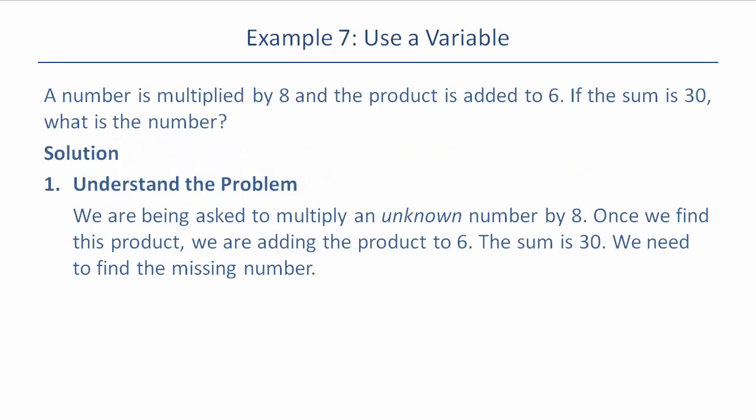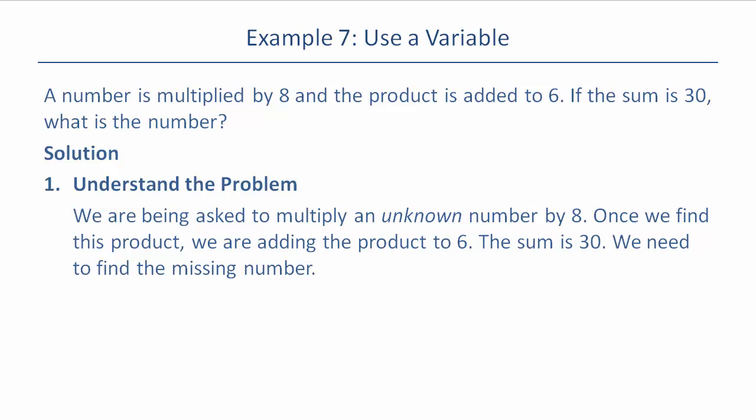Let's look at our last example. If a number is multiplied by 8 and the product is added to 6, if the sum is 30, what is the number? Aha. Well, this is a great example of using a variable, because this is a question that actually gives us some information that we can translate from English into math. If the sum is 30, something is 30 means something equals 30. That means the sum equals 30. There's an equation. And when we have an equation, we can solve things. We just plug in for our unknowns.